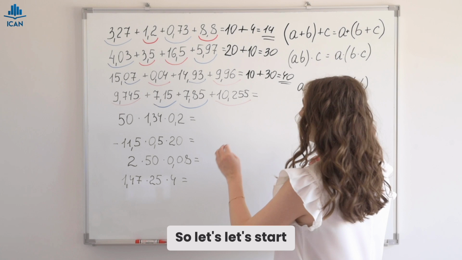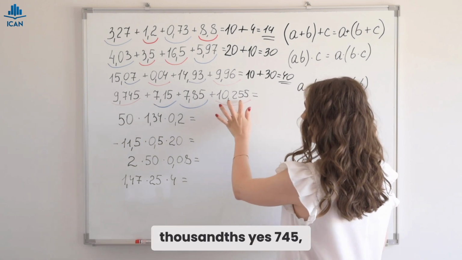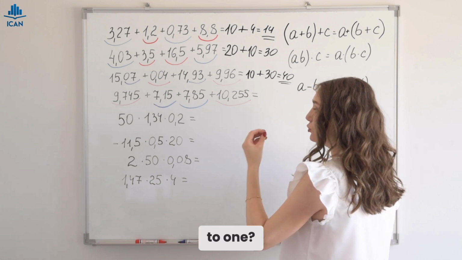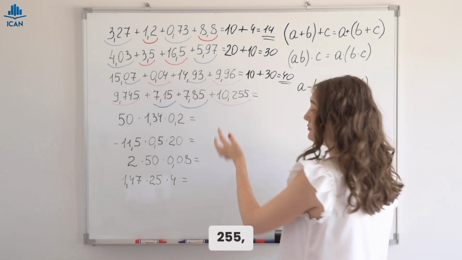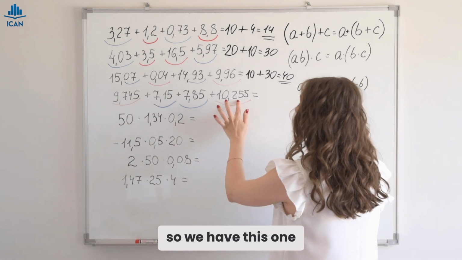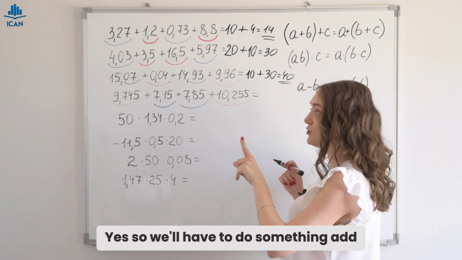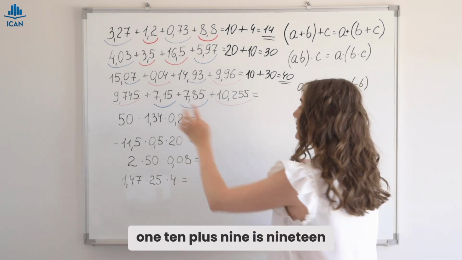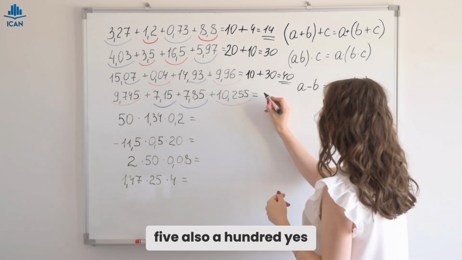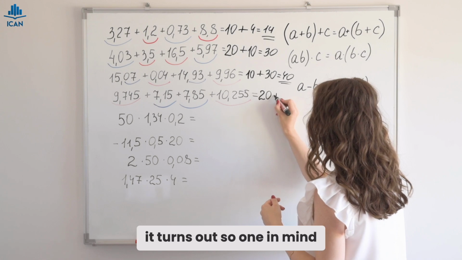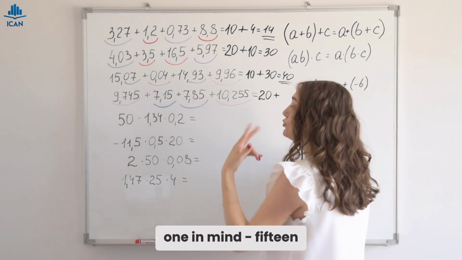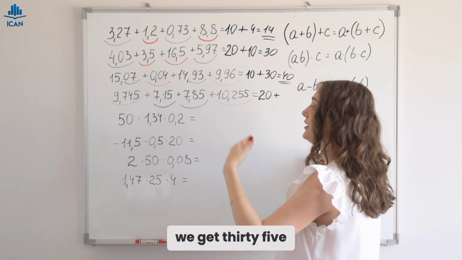So let's start with the hardest part. Here with the thousandths, 745. How many are we missing to 1? 255. It's just like, ordered, so we have this one. Yes, so we'll have to do something. Add 1. 10 plus 9 is 19, plus 1, 20. Plus, and here we have 15 plus 8 is 5, also 100. Yes, it turns out. So 1 in mind, 7 plus 7 is 14, plus 1 in mind, 15, we get 35.